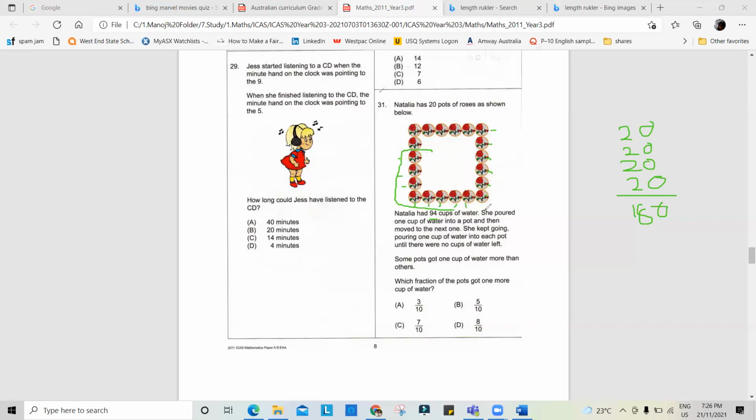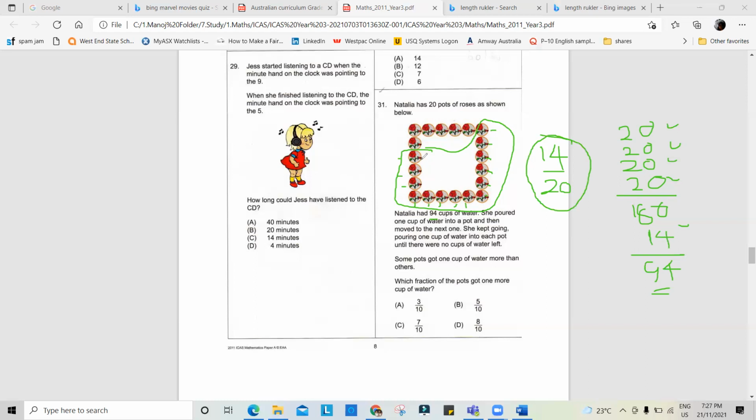Now these 14 pots get another cup. Now that's mean already 80 poured, another 14, right? Total will be 94. We finish all the water when we come here. Then this 14 get extra cup, right? 1 time, 2nd time, 3rd time, 4th time, 5th time. They get 5th time. Then 14 out of 20 get extra cups. Is that clear?